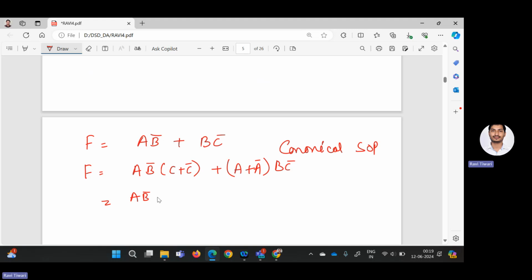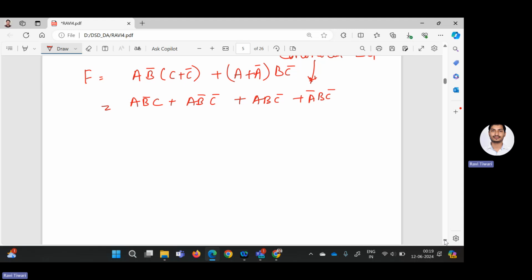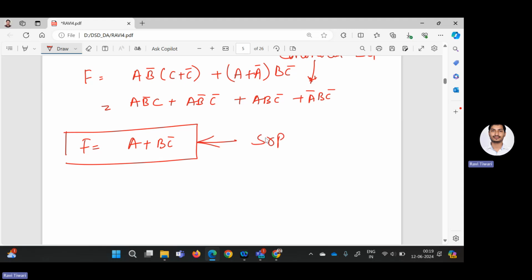Right. Now C plus A, B bar, C bar plus A, B, C bar plus A bar, B, C. So this is the canonical SOP. Sometimes they give an SOP expression like F is equal to A plus B, C bar. This is the SOP, sum of products. And the question is to convert it into the POS.